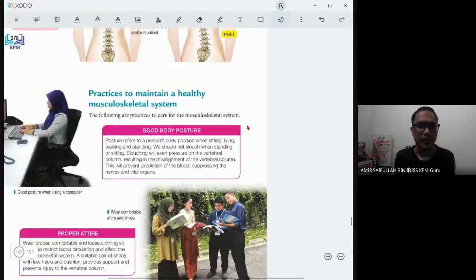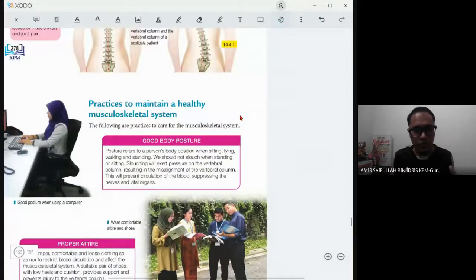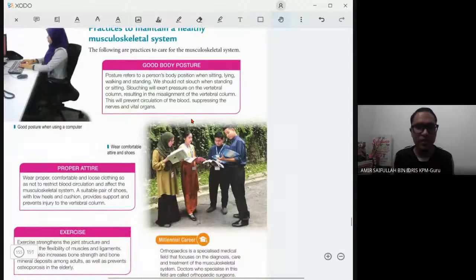Okay. So what can you do to maintain a good muscular and skeletal system? Number one, you must maintain a good body posture.